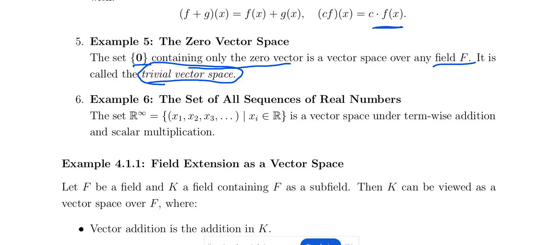Okay, and the set of all sequences of real numbers. Sequences of real numbers is denoted R power infinity: x1, x2, x3 and so on, where each xi belongs to R. That is R power infinity, which is a vector space under term-wise addition and scalar multiplication.